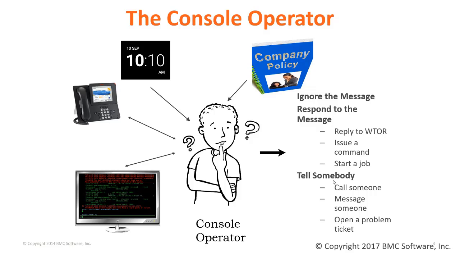For each of these events, such as system messages, phone calls, and time-based requirements, operators must decide to ignore the message or event if it is of low importance or does not require any response, tell somebody about it, such as a systems programmer, someone in the help desk area, etc., or respond to the message or event by replying to a message, entering a command, etc.